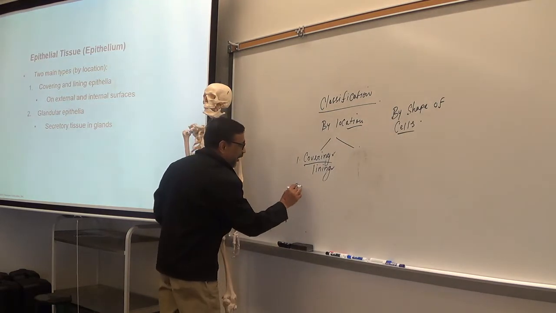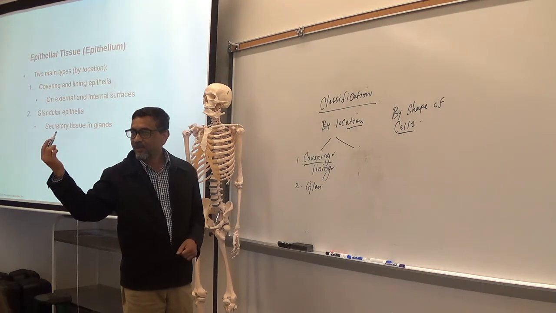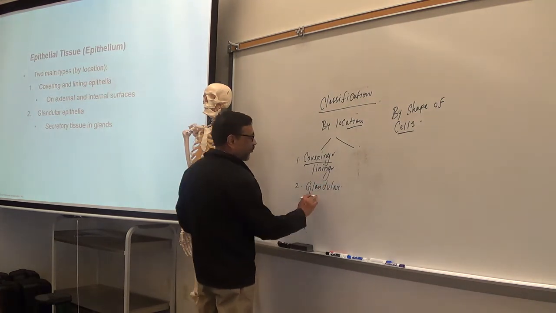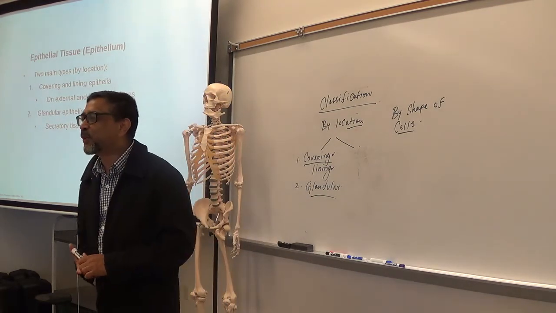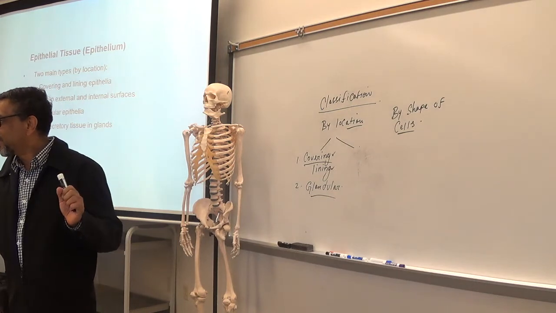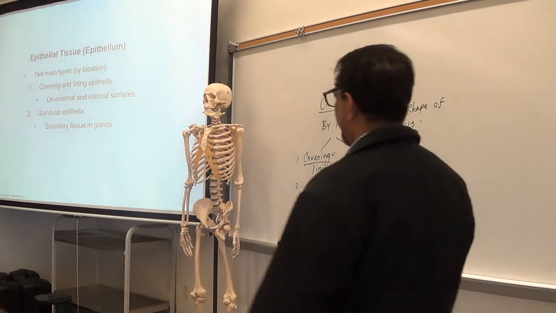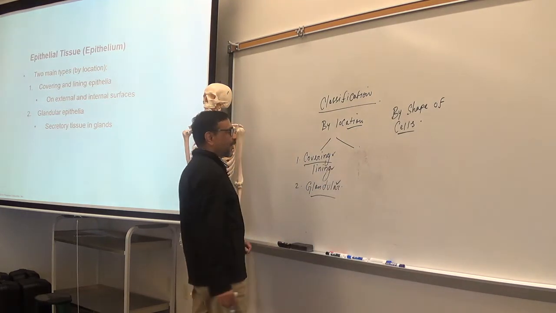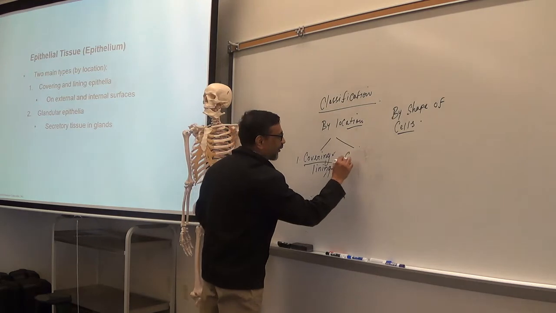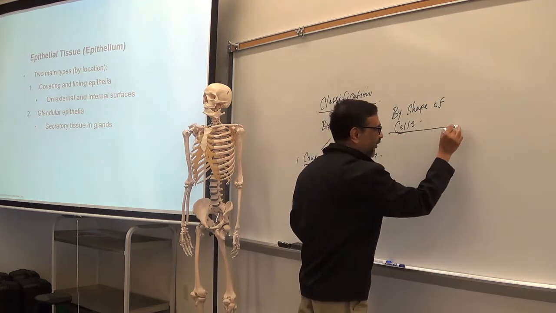That is one. Another by location is glandular. I also mentioned, remember that you asked me the question, where is the gland? Inside the gland, right? So glandular epithelium is inside the gland. Now you tell me, glandular epithelial cells should do what? Inside the gland, the cells should do what? Secrete the hormones. Make sense? Secrete the chemicals. We know that inside the gland, the cells secrete. So the glandular epithelial cells secrete the chemicals. So that is by location: covering and lining, and glandular.